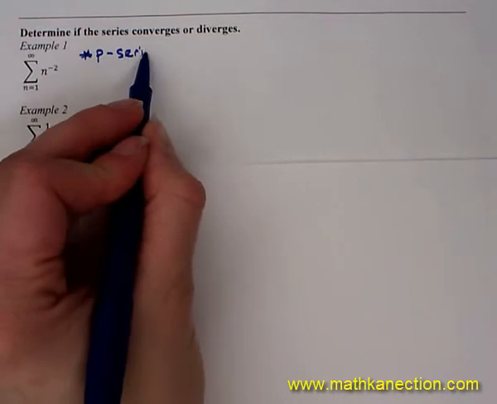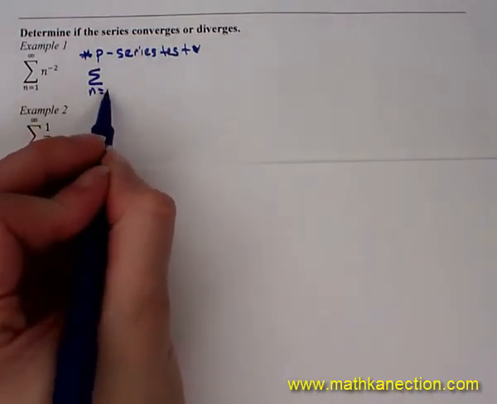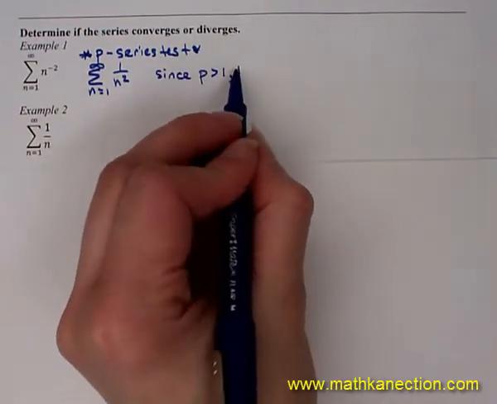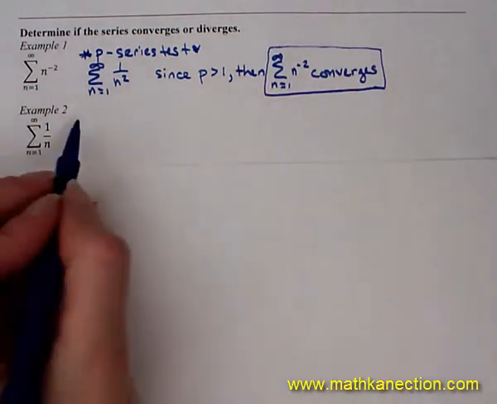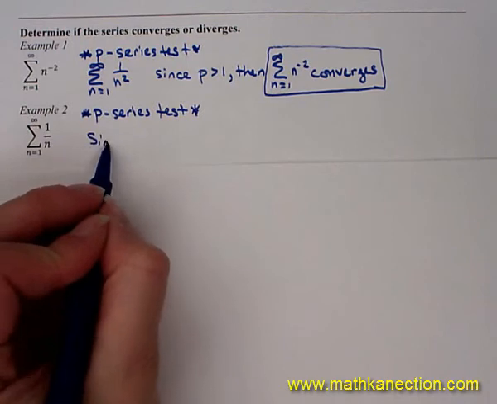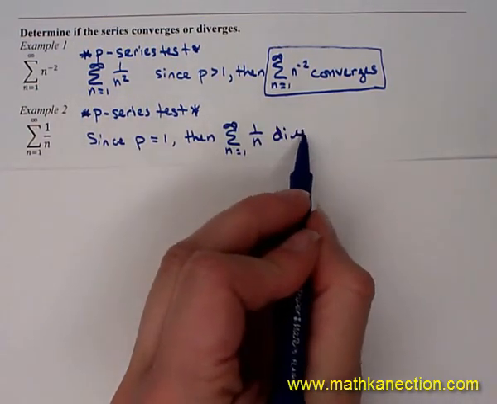So the first example, using the p-series test for this series, rewriting the series as n is equal to 1 to infinity of 1 over n squared. The p-value is 2, which is greater than 1, so then the series converges. In the next example, again using the p-series test, the value of p is equal to 1, so then the series diverges.